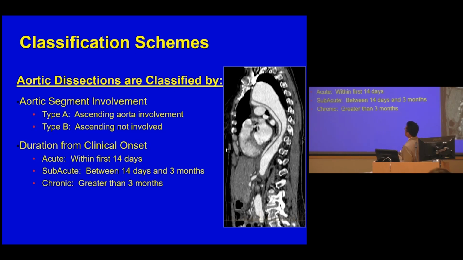proceed with these patients. The duration from clinical onset will tell you the acuity of the disease. If it's within the first 14 days, it's called an acute dissection. Between 14 days and 3 months, it's a subacute dissection, and chronic is greater than 3 months.